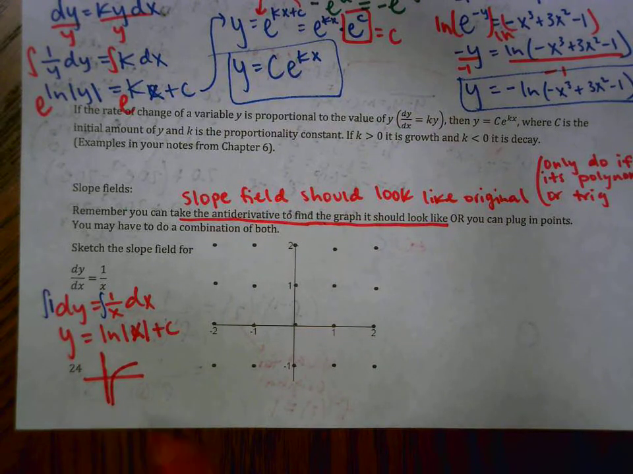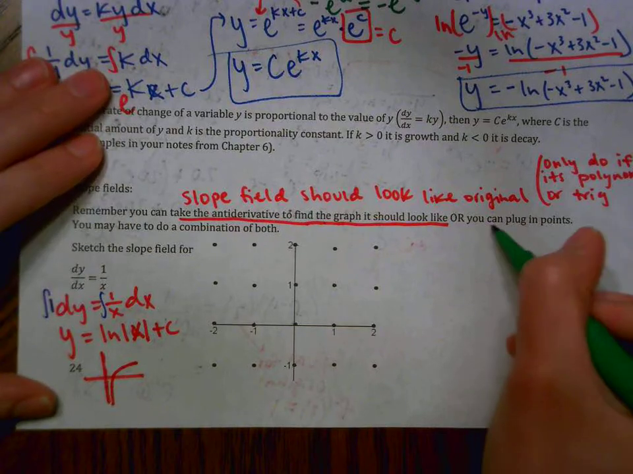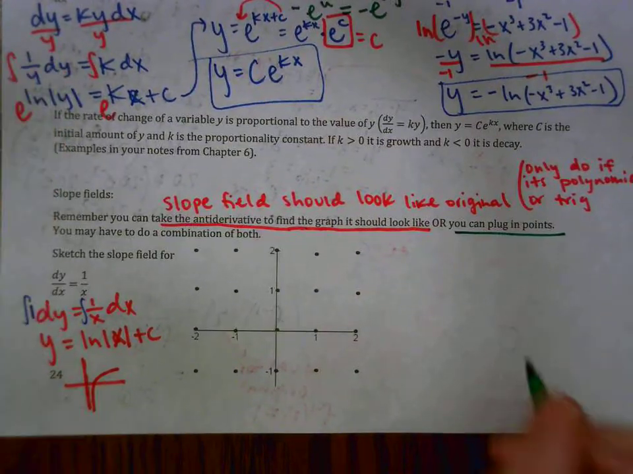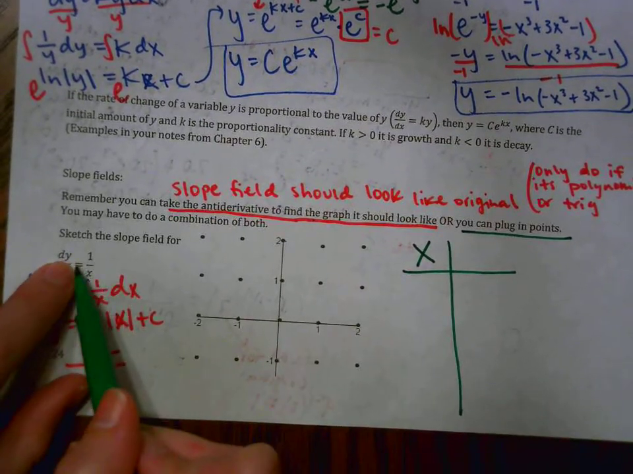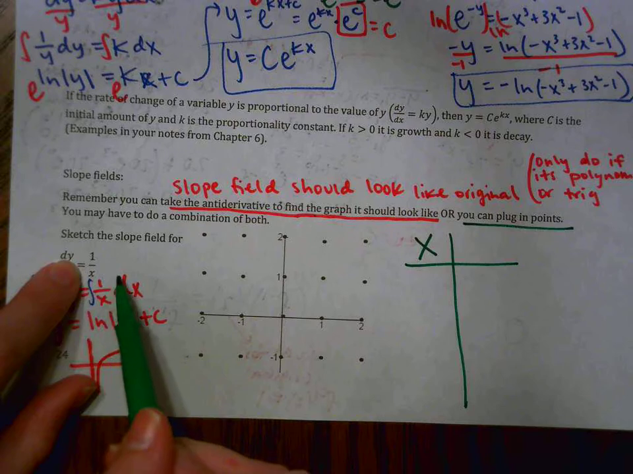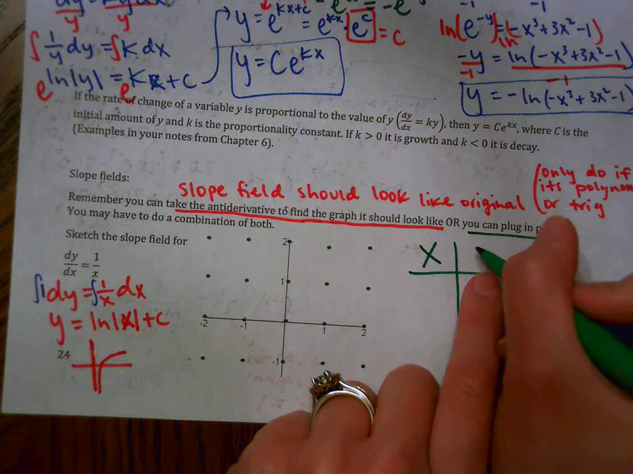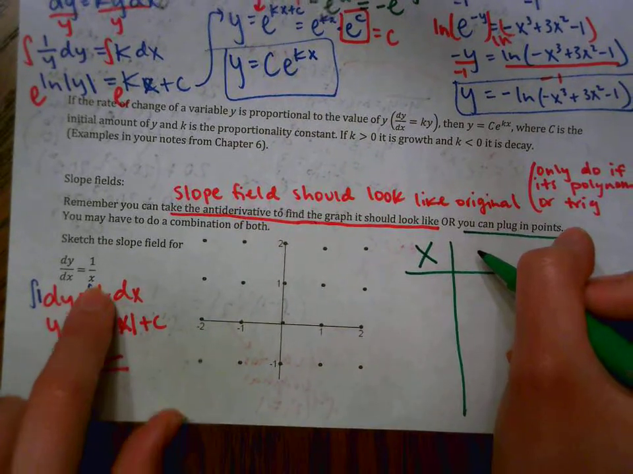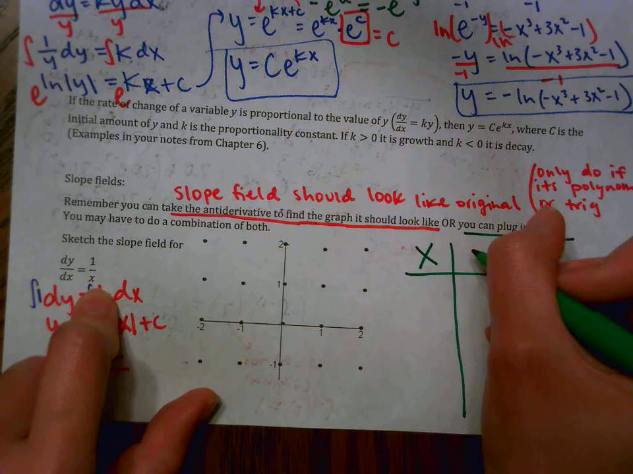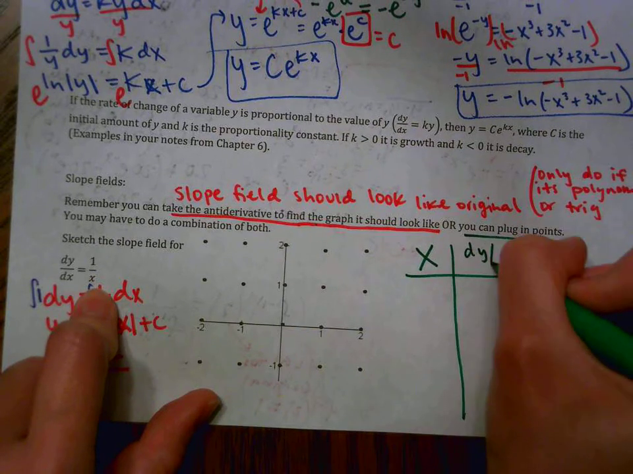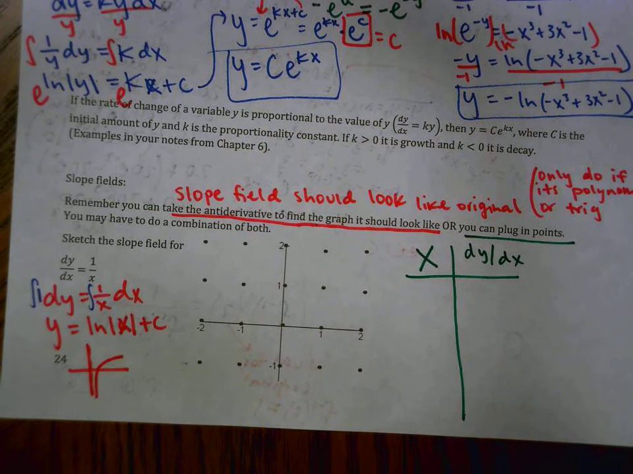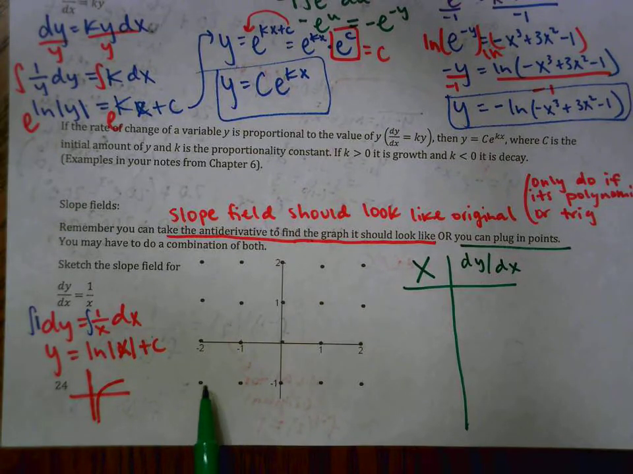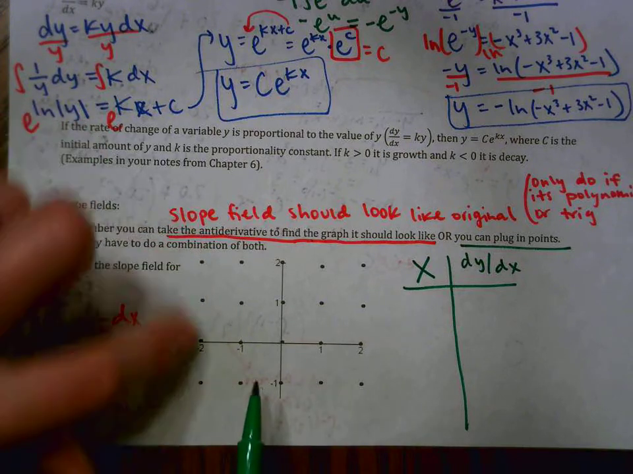So the second way, plugging in points, what I would do is I would make a table if you need to. And I put x. Now if this was in terms of x and y, because sometimes it's going to be x plus y or y over x, then I would also put y in my table, but this is only in terms of x, so I don't need y. And then I'm going to put what my dy dx equals when I plug in x. I'm only plugging in x values, so that means vertically it's going to be the same.